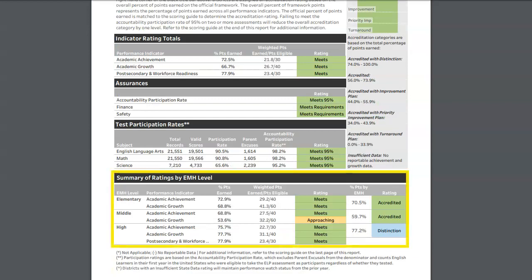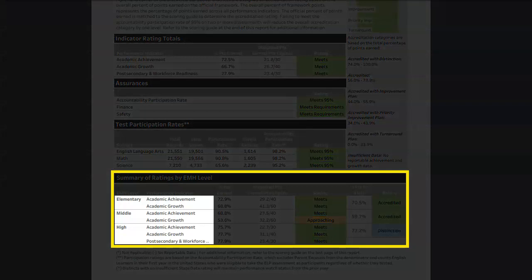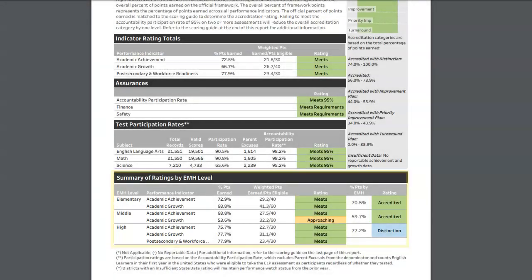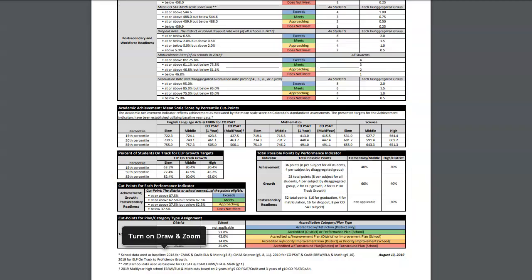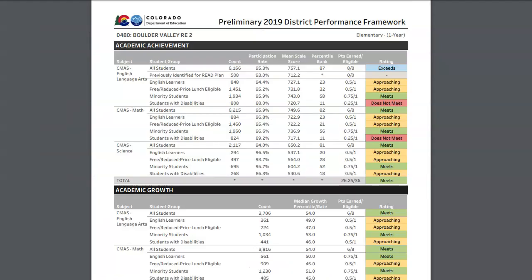Here is a summary of ratings by elementary, middle, or high school level. Remember, ratings are based on a combination of achievement and growth indicators, plus an additional post-secondary and workforce readiness indicator at the high school level. Returning to the scoring guide, this table shows how the indicators are weighted. The next page breaks out results by level.